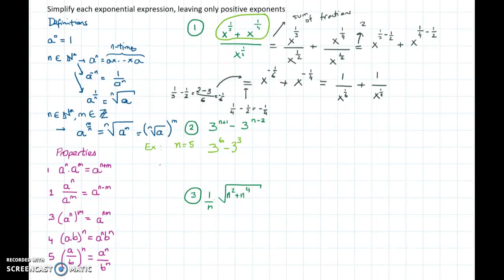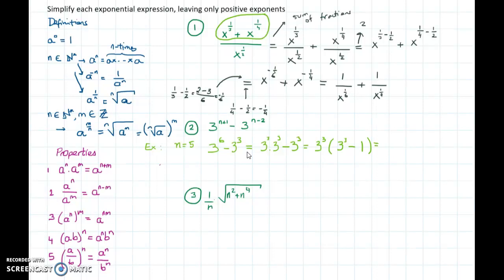Well, if this is what we have, we may notice that actually 3 to the power of 3 is common to both expressions. So actually, we could rewrite this as 3 to the power of 3 times 3 to the power of 3 minus 3 to the power of 3. So we can take 3 to the power of 3 as common factor, and then we'll be left with 3 to the power of 3 in the first term minus 1.